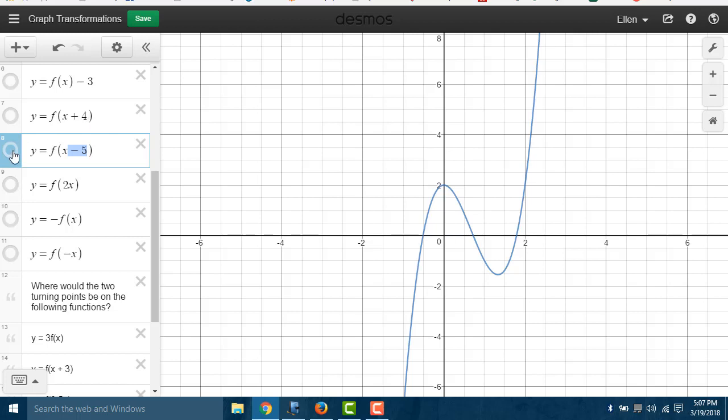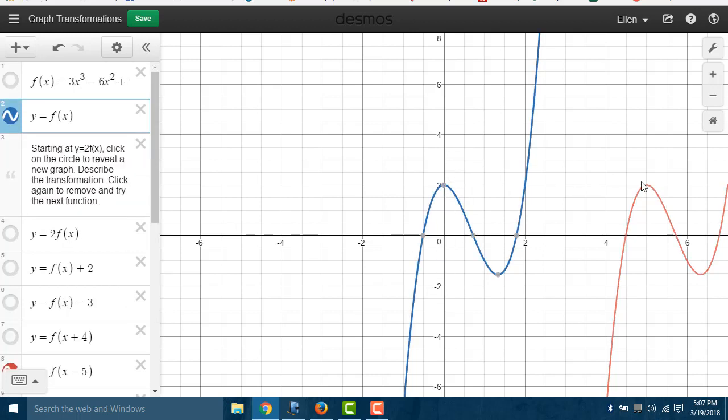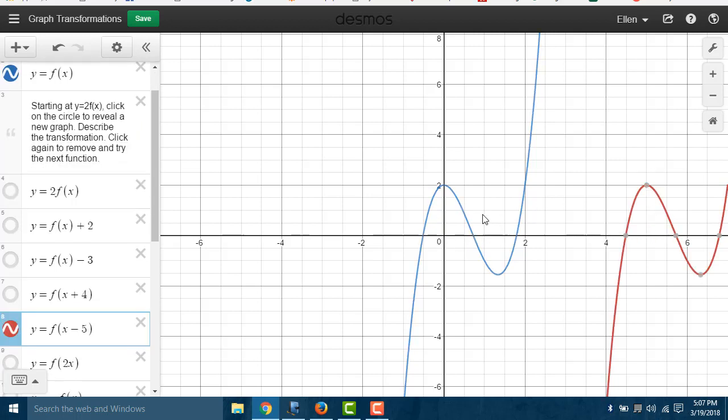What happens if we have a minus 5 inside the parentheses? Well, hopefully you're predicting it's going to move to the right. So this dot right here moved all the way over here. This was at 0. This is at 5. Everything moved to the right.